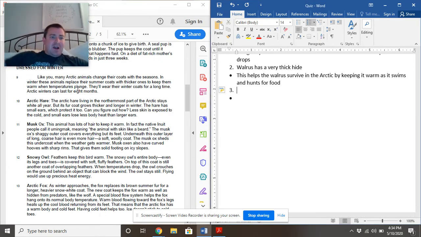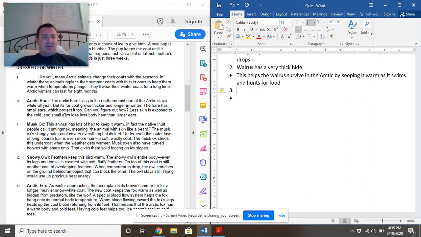Dressed for Winter. Like you, many animals change their coats in the seasons. In winter, these animals replace their summer coats with thicker ones to keep them warm as temperatures plunge. They wear their thick coats for a long time. Arctic winters can last for up to eight months. The Arctic Hare. The Arctic hare, living in the northernmost part of the Arctic, stays white all year, but its fur grows thicker and longer in winter.